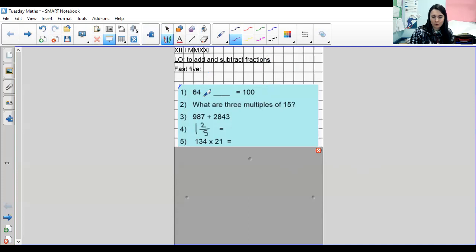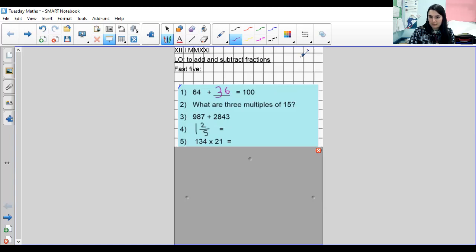Okay, so we're first of all looking at a number bond to 100. So it needs to go 64 add something equals 100. Using my bonds, I know that there's going to have to be a 6 in the ones column, which would take me to 70. And I know from 70 to 100 is 30. So 64 add 36 is 100.